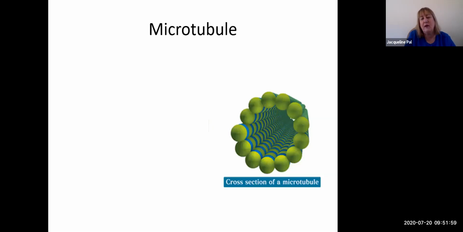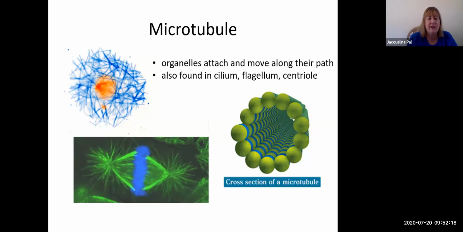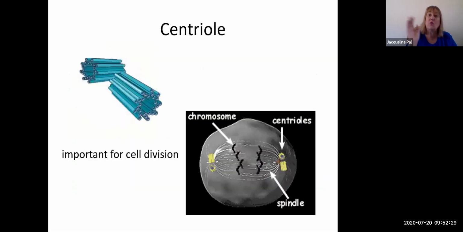And the third type of cytoskeleton is a microtubule. As you can see, yes, it's hollow in there. And as I alluded to before, organelles can attach and move along their pathway to cruise in the cell. In fact, there's a little 8-minute video of this you can watch, and maybe I'll post the link, or if you're interested, ask me and I'll give you the link for this. They're also going to be found in some of our organelles related to the cell, our cilium, our flagellum, and our centrioles, which I'll be talking about right now.